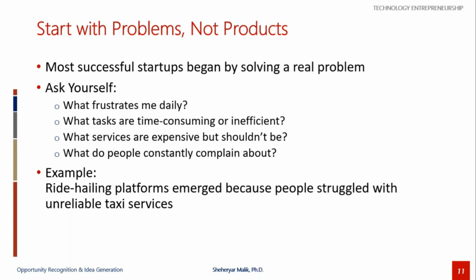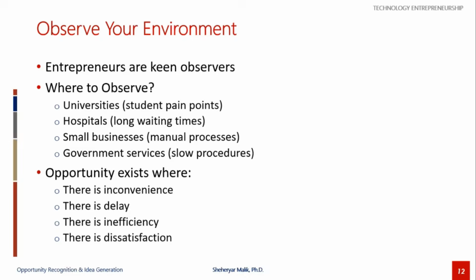Example, ride hailing platforms emerged because people struggled with unreliable taxi service. तो reliability नहीं है, कुछ और प्रॉब्लम है. एक टैक्सी सर्विस है जो कि रिलायबल नहीं है, ठीक है. तो दूसरी जो सर्विस है वो बहुत ज़्यादा रिलायबल है, तो उसको अगर थोड़ी सी एक्सपेंसिव भी होगी तो पीपल दे आर गोइंग टू probably pay for that. Then observe your environment. This is very important because entrepreneurs need to be keen observers. And where to observe? You have to observe everywhere in your environment.